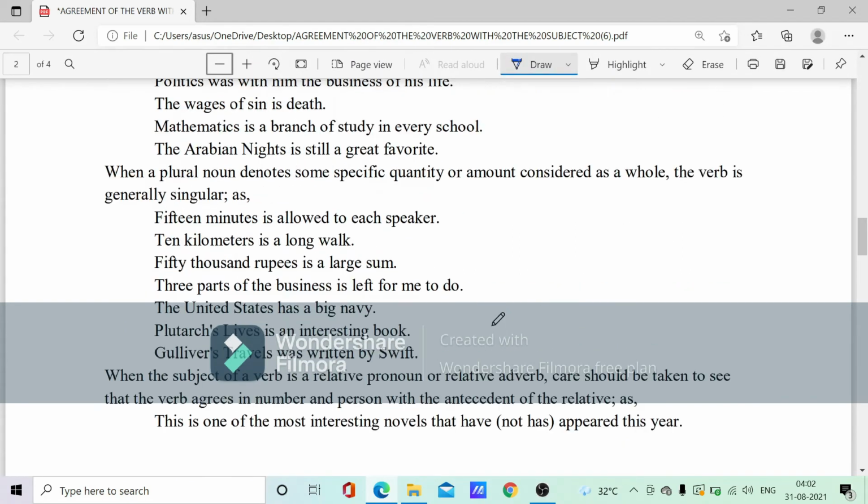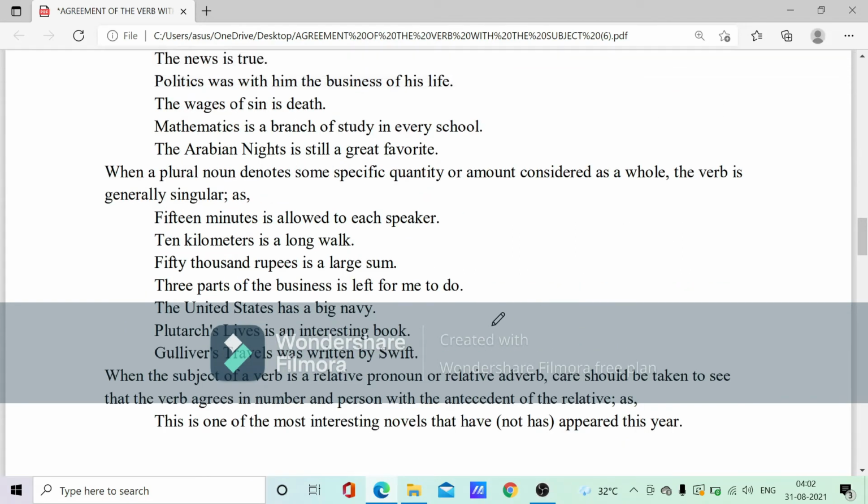Next one. When a plural noun denotes some specific quantity or amount considered as a whole, the verb is generally singular. Here again the same thing which I told you. You have to apply your mind. When a specific quantity or amount is referred to and taken as a whole, taken as a single sum, a single unit, then in that case you have to apply only a singular verb.